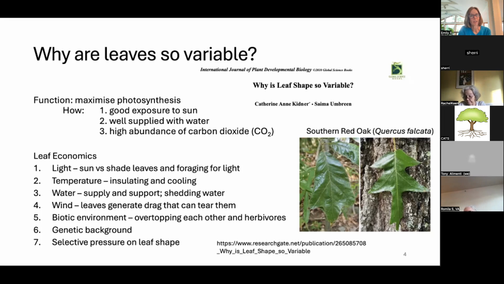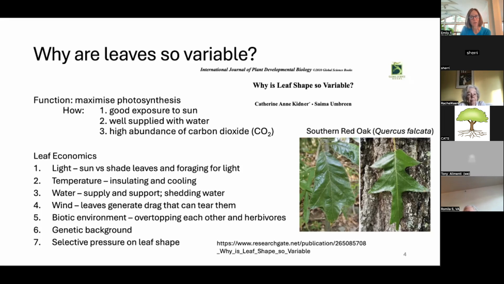Wind. The leaves generate drag, and that can tear them. So we want to have some options to reduce our drag as leaves. They can curl individually, or they can cluster and curl, or a pinnately compound leaf can create a cylinder, and they can even stack against each other.